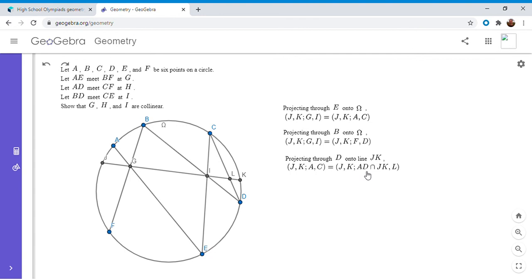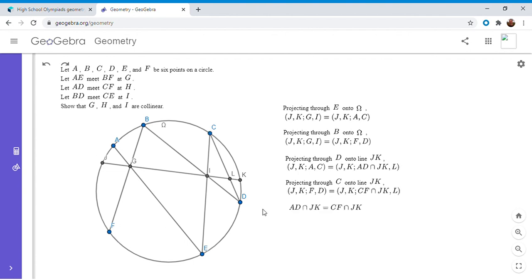So we have that these cross ratios are equal. Then we do the same idea, but this time we project through C and we start with this other cross ratio. J and K stay the same. If you connect C with F, it intersects the line JK at CF intersect JK, which I haven't labeled, and then also L. By transitivity, these last two cross ratios have to be equal. Three of the four points in them are the same, so the last point also has to be the same. So AD intersect JK has to be the same point as CF intersect JK.